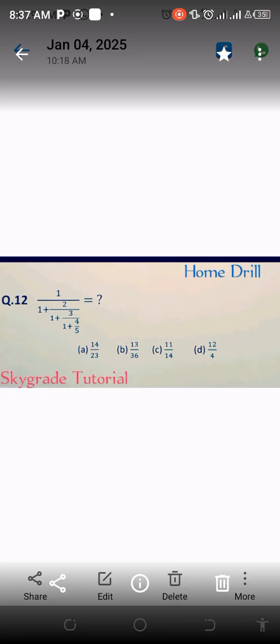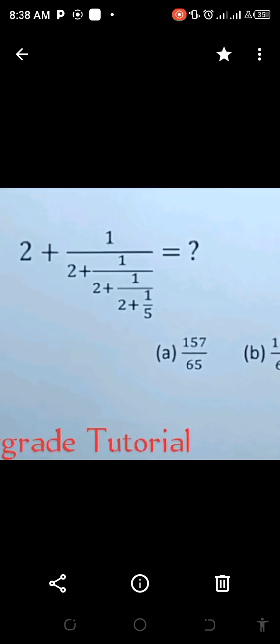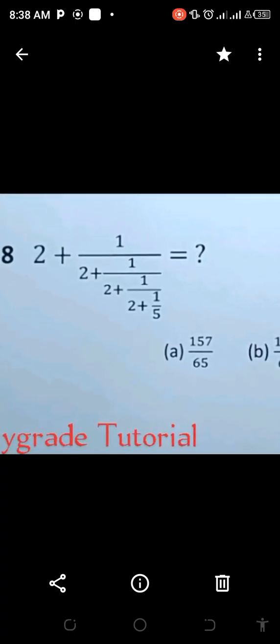The next question for your drill is this. Evaluate. You have to tackle them to assess your understanding of ladder fraction. Make sure you tackle them. To know mathematics is to do mathematics. If you want to be expert in mathematics, then practice, as practice makes perfect.